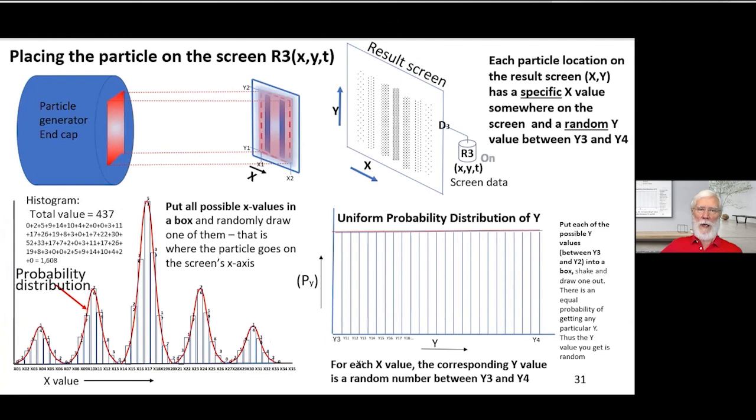So here we are now, putting the particle on the screen at the detector R3. Okay, so here is the probability distribution. A particle comes out. A random draw is taken out of this distribution, puts it somewhere here in X. A random draw is taken out of this distribution, puts it somewhere here in Y, and there's where the dot is. It just puts the dot there. Okay. So I hope that's easy enough to get.